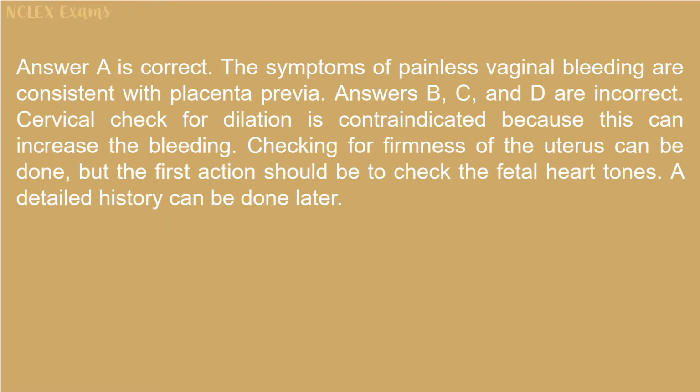Answer A is correct. The symptoms of painless vaginal bleeding are consistent with placenta previa. Answers B, C, and D are incorrect. Cervical check for dilation is contraindicated because this can increase the bleeding. Checking for firmness of the uterus can be done, but the first action should be to check the fetal heart tones. A detailed history can be done later.